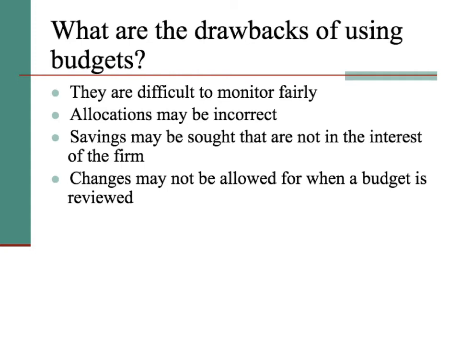Changes may not be allowed for when a budget is reviewed. There will be external factors that you can't possibly consider. So let's say, for instance, if you were an airline, after 9/11, you would have had to make significant changes to your business operations, the security. Now, if your budget is a plan for the future, if your budget isn't due for review, how on earth do you try and put in place these changes?